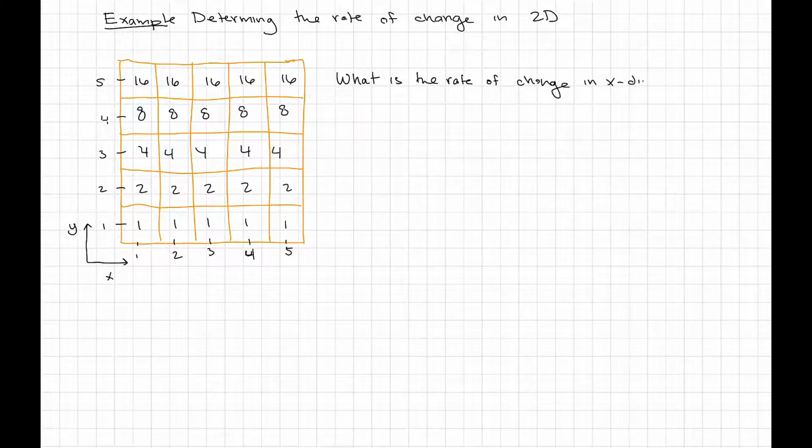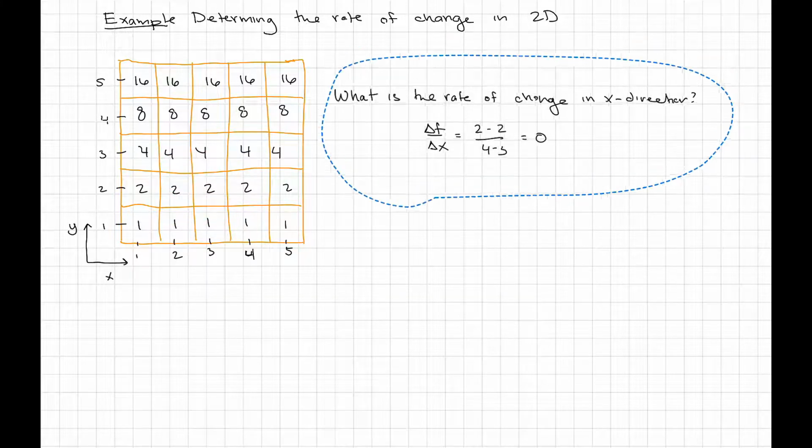So in the x direction, well, if I take any two values of my field and divide by the difference in the x direction, I'll just pick 2, right? I can do 2 minus 2 over 4 minus 3, and I would get 0. There's obviously no change in the x direction. And actually, I'm going to move this down here.